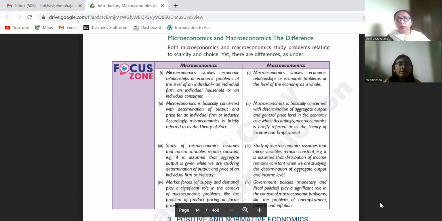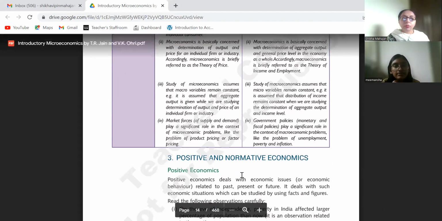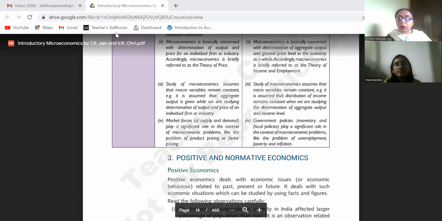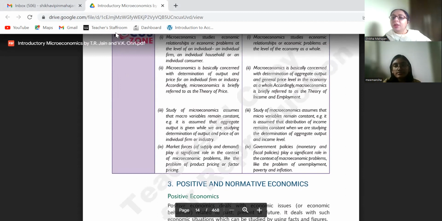Then the study of microeconomics assumes that macro variables remain constant. For example, it is assumed that aggregate output is given while we are studying determination of output and price of an individual firm or industry. Go slowly, otherwise it's not just about reading, but it's about understanding also.